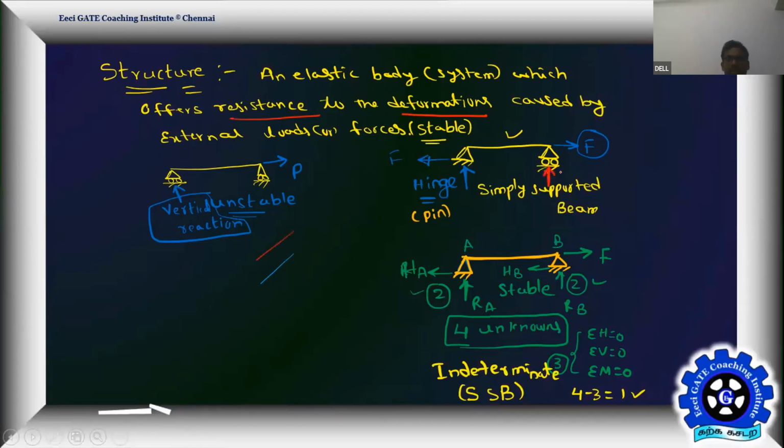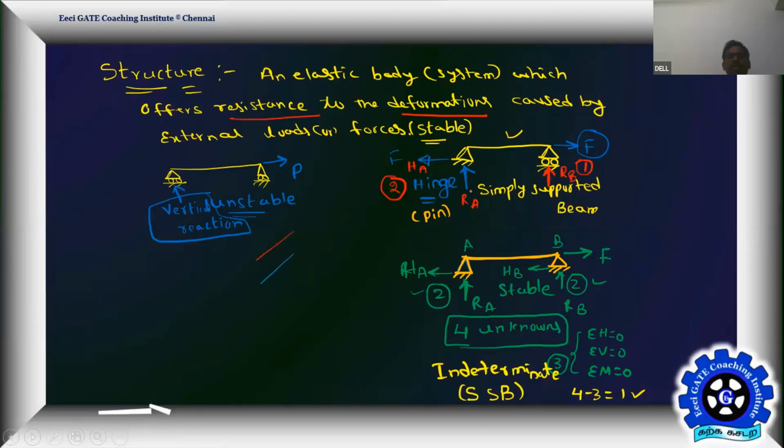Let there be one reaction. So a roller support has only one reaction possible, that is RB. How many unknowns are there totally? Here I have HA, the horizontal reaction at the hinge, and a vertical reaction. Two unknowns here and one unknown here.